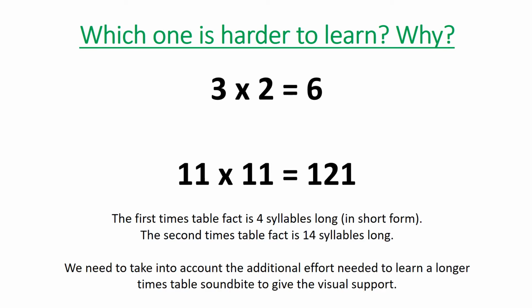The first times table fact is 4 syllables long using short form. The second times table fact is 14 syllables long. We need to take into account the additional effort needed to learn a longer times table soundbite to give the visual support. If a times tables fact has more syllables, it is trickier to learn.